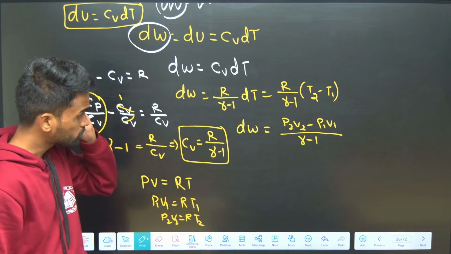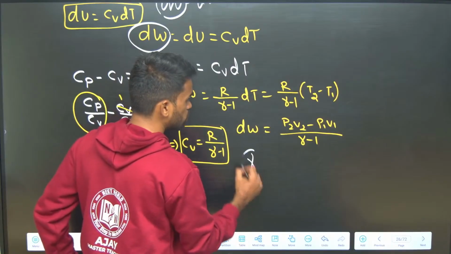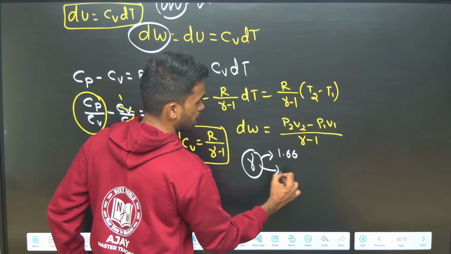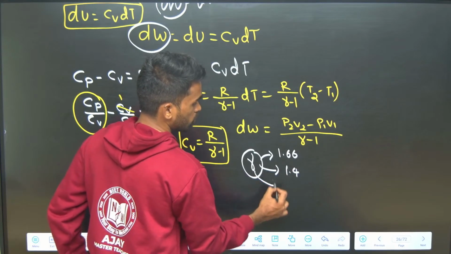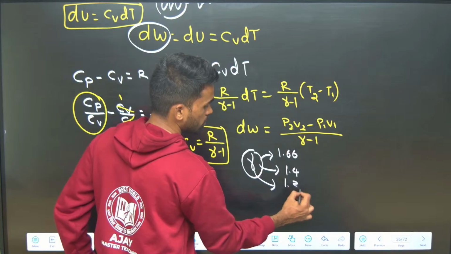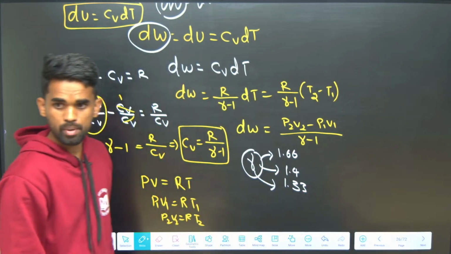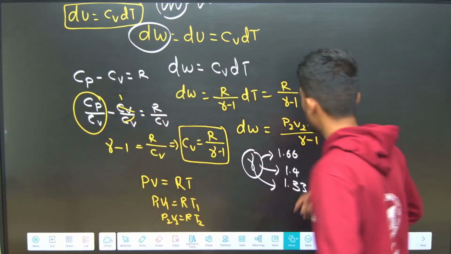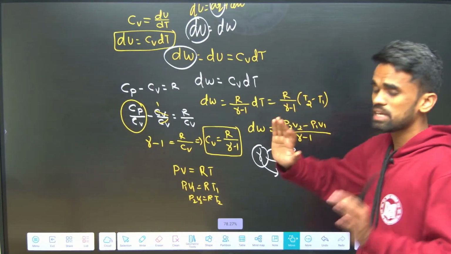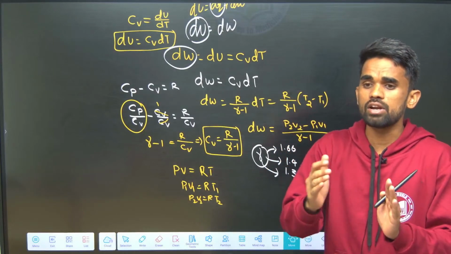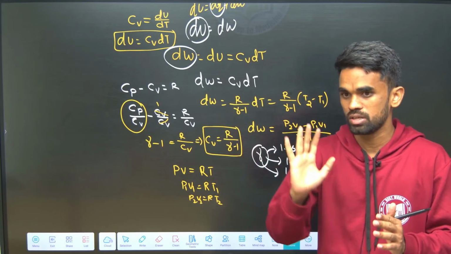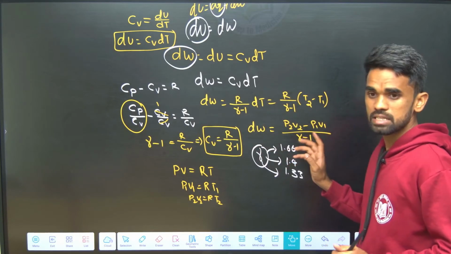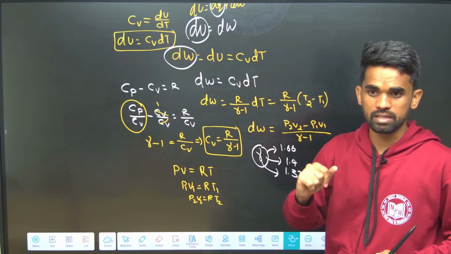Okay, so now what about the gamma value? As I told you, for a monoatomic gas gamma equals 1.66, diatomic 1.4, for polyatomic 1.33. Remember these values. These are very important while doing adiabatic process questions. They will give you a monoatomic gas undergoing reversible adiabatic expansion, so it means gamma should be taken as 1.66 at some temperatures they will say.